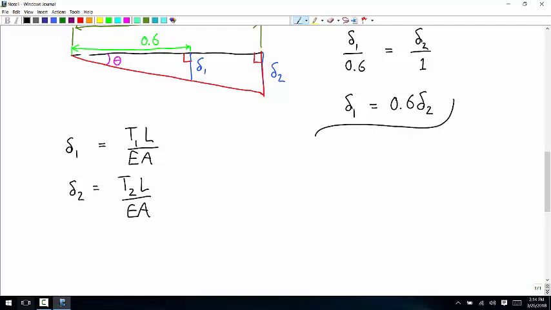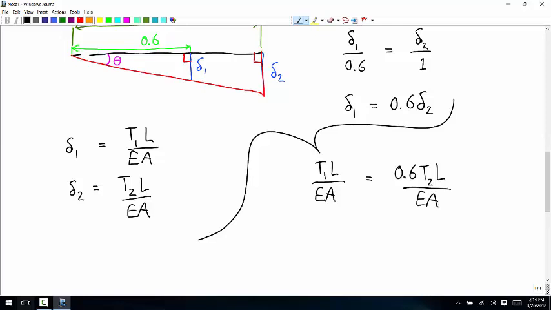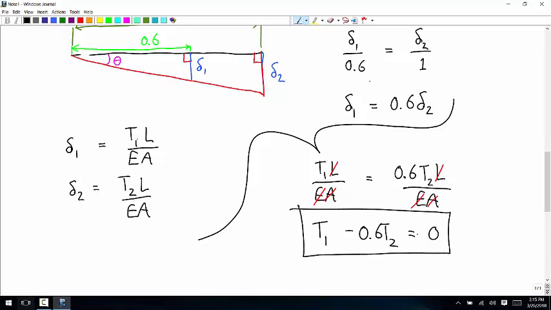And so all of this together we can write as T1 L over EA is equal to 0.6 T2 L over EA. We can cancel a bunch of this stuff. And we see that T1 minus 0.6 T2 is equal to 0. And that's equation 3 star. Any questions about that?